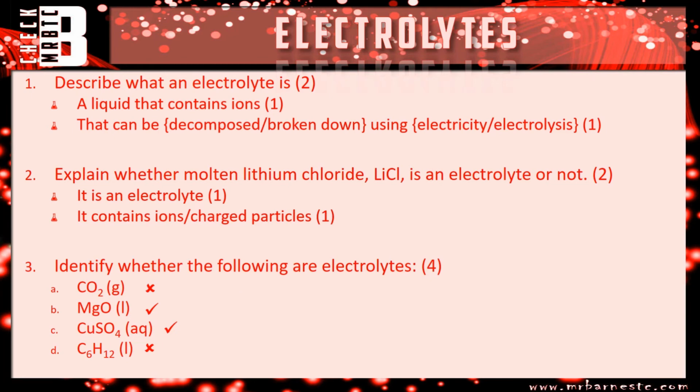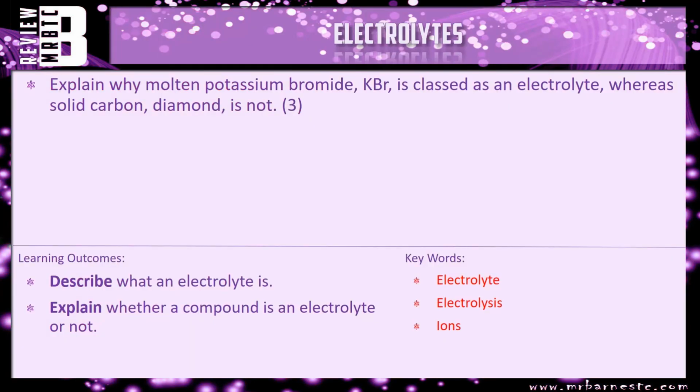That's pretty much the end of this video. There is a review question for you, which is explain why molten potassium bromide, KBr, is classed as an electrolyte, whereas solid carbon, diamond, is not. Have a go at it. Look exactly the same way we've done in the previous examples, and let me know how you've done.